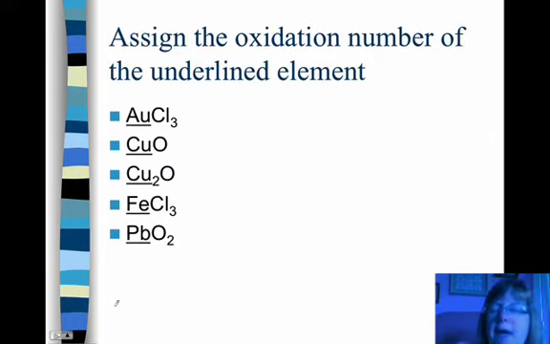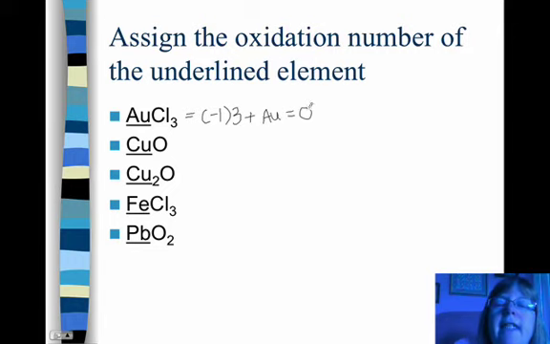Let's go ahead and practice. All right, here, let's figure out the oxidation number on the underlined element. We want to know the charge on gold. Okay, well, according to those rules, chlorine is a -1, and we have 3 of them. Then we're going to add gold to it, and we only have 1. And all of this added together equals 0. So we can see that gold is going to be +3.